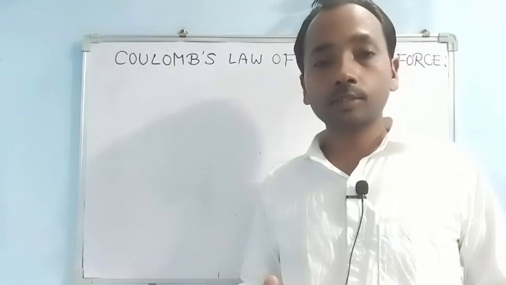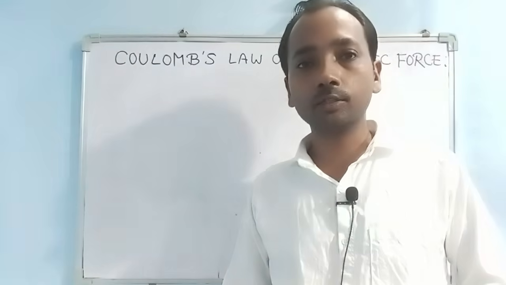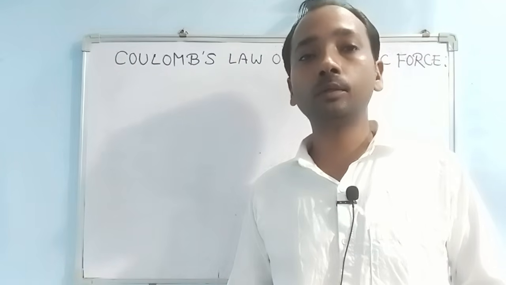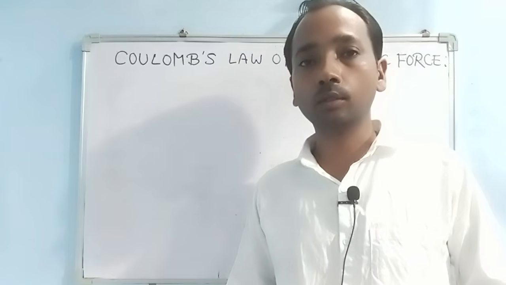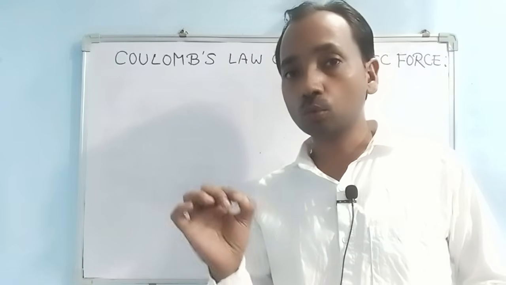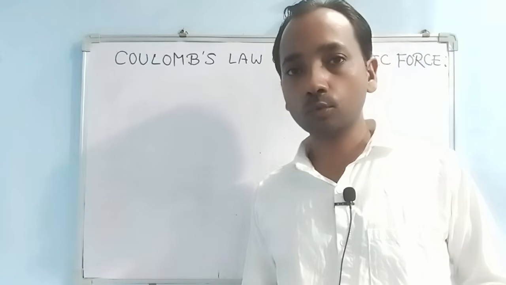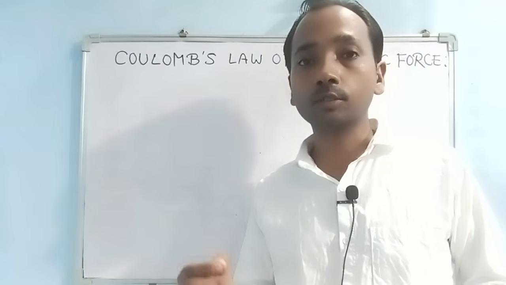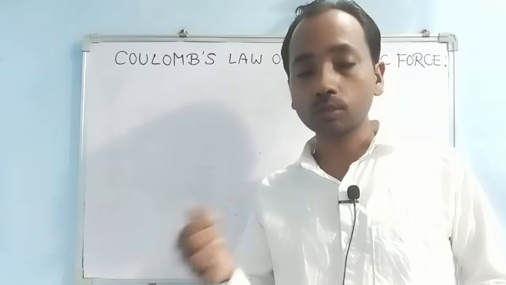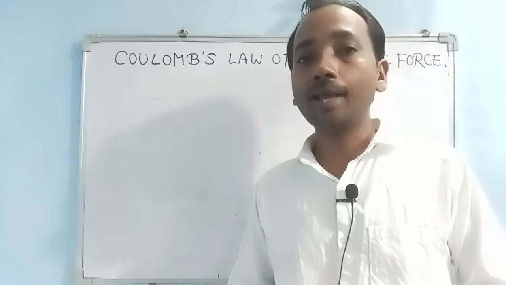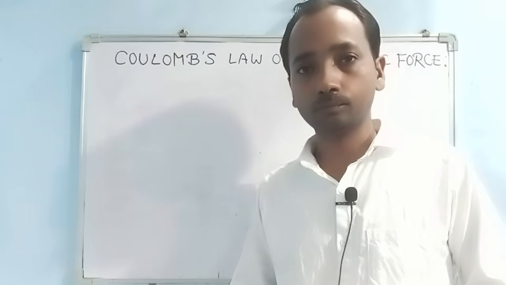Coulomb's law states that the force of attraction or repulsion between two stationary point charges is directly proportional to the product of magnitude of two charges and inversely proportional to the square of the distance between them. And this force acts along the line joining the two charges.